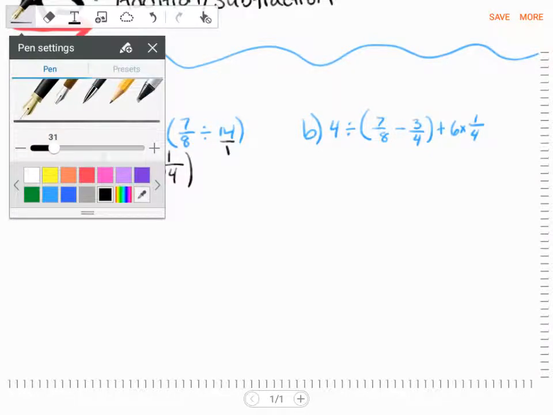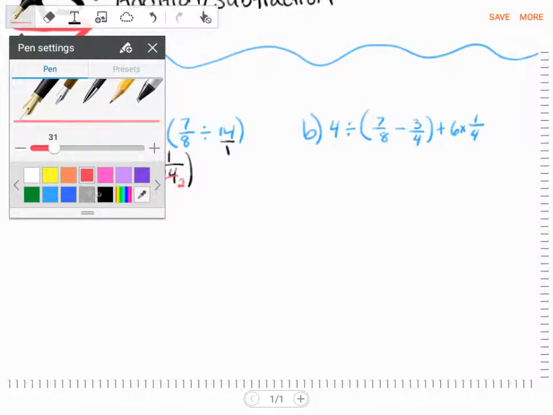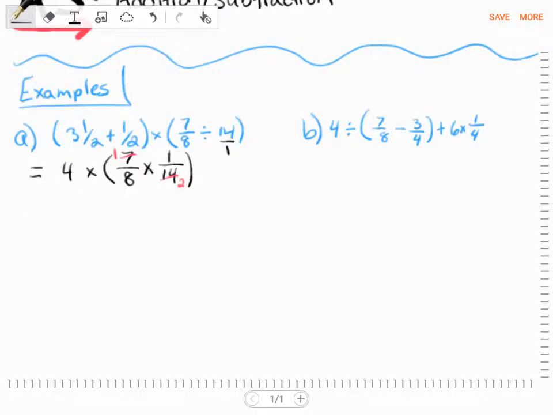In this case, I am able to cross-cancel some. I know that 7 goes into 14 and 7 goes into itself. 7 goes into itself 1 time and goes into 14 2 times. So I am going to rewrite this 4 times, and multiply this in that same step. 1 times 1 gives me 1. 8 times 2 gives me 16.